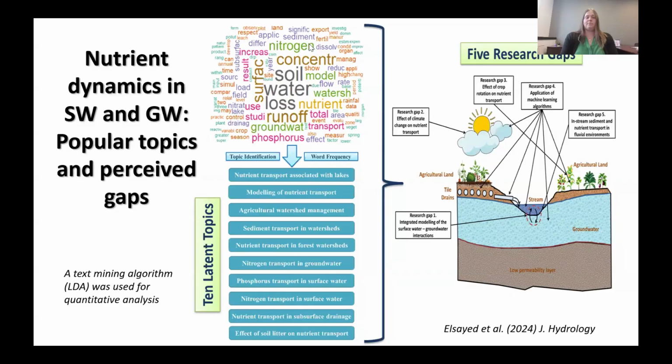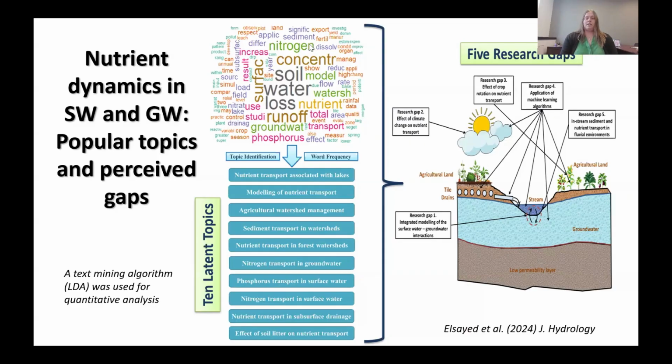They looked at 800 papers initially, and then through some screening that went down to 516. But they were looking at nutrient dynamics in surface water and groundwater. So looking at topics that have been popular in the past, and then they tried to identify some gaps. So some of the topics they identified are fairly obvious things like nitrate transporting in groundwater has been studied a lot. Phosphorus transport in surface water has been studied a lot.